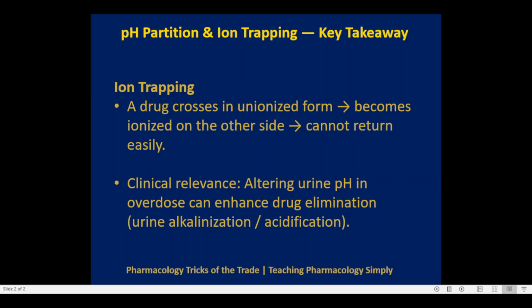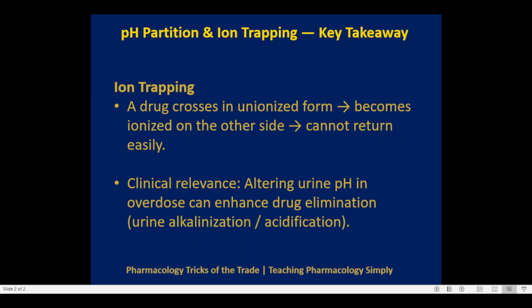And this is not just theory. Doctors actually use this principle in real life. In certain drug overdose situations, they may adjust the pH of urine to help the body remove a drug faster by making urine more alkaline or acidic. They can reduce trapping and increase drug elimination.